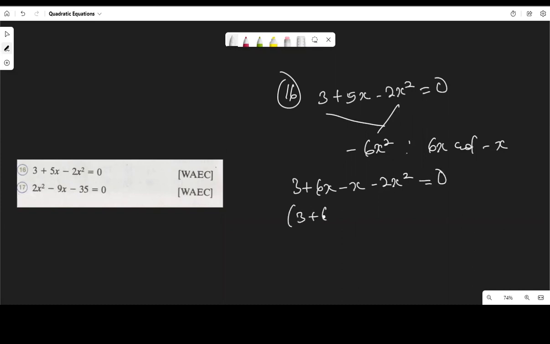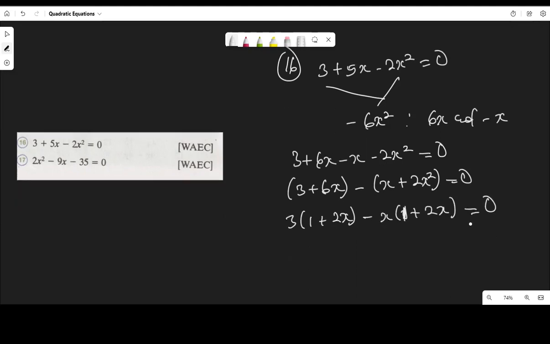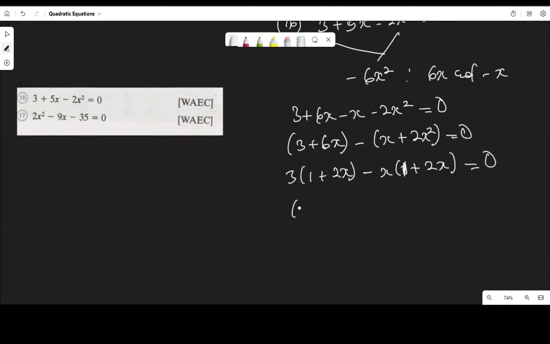Let's group it 2 by 2. 3 plus 6s, minus s plus 2s squared equal to 0. In the first bracket, 3 is common: 1 plus 2s. In the second, s is common: 1 plus 2s, equal to 0. We have a common factor 1 plus 2s, and 3 minus s equal to 0. Either 1 plus 2s is equal to 0 or 3 minus s equal to 0.